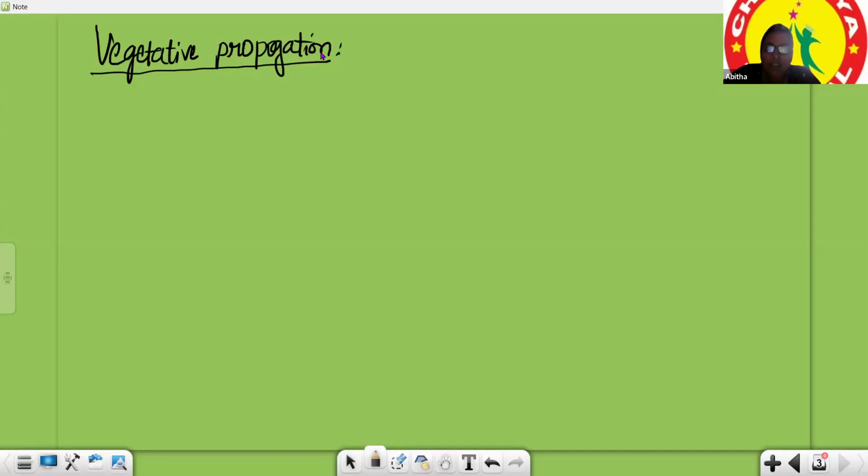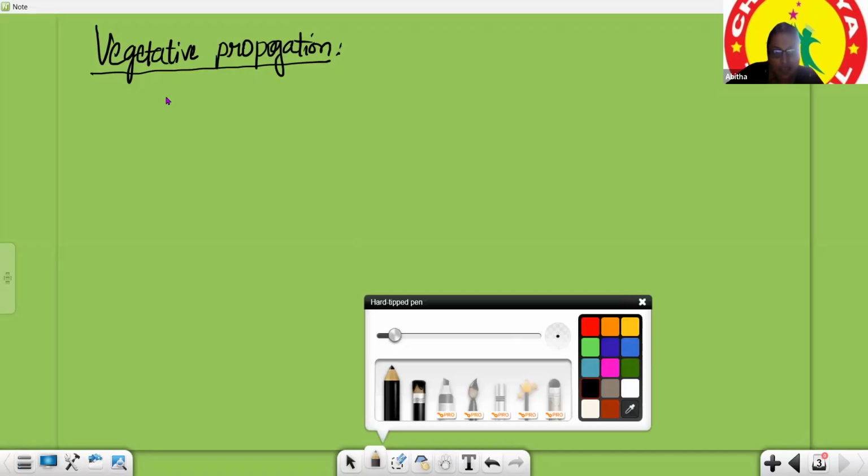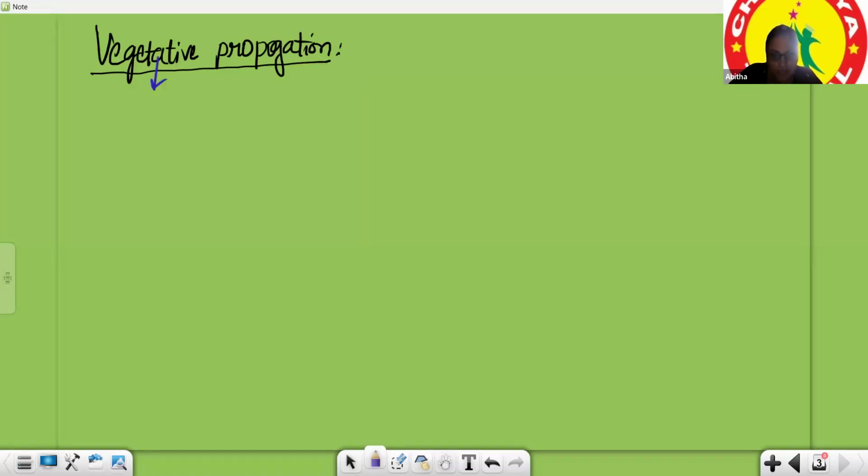But what is involved in the production is that vegetative parts are involved. Which parts, students? Vegetative parts. So this reproduction or propagation is called vegetative reproduction. Why? Because vegetative parts are involved. So what are the vegetative parts of a plant? Can you tell me if anybody knows? Ma'am, like root, stem, leaf.